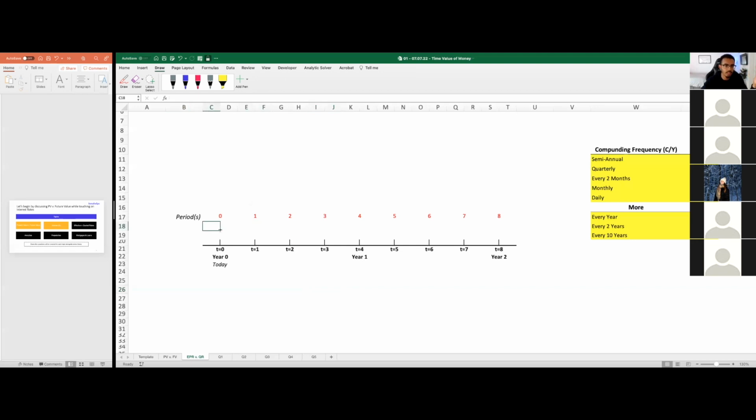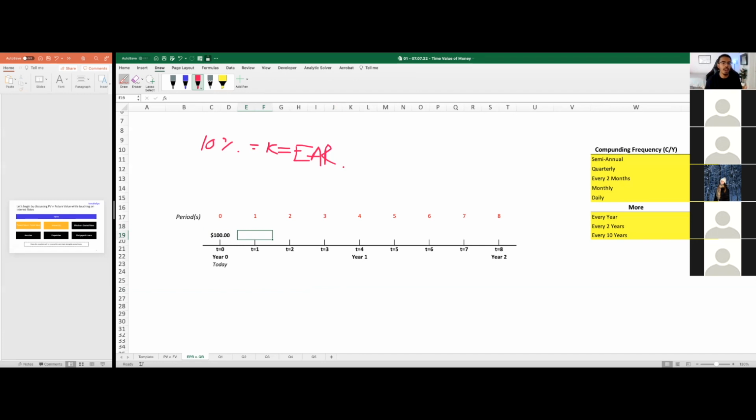Okay, let's say, and we're going to do it together, let's say that we had $100 that we invested today. All right, we invested today, and we know we could get a 10% interest rate. So 10 is our K. We could call it our effective annual rate. Okay, so we know we could make 10% per year, and we invested $100 today.